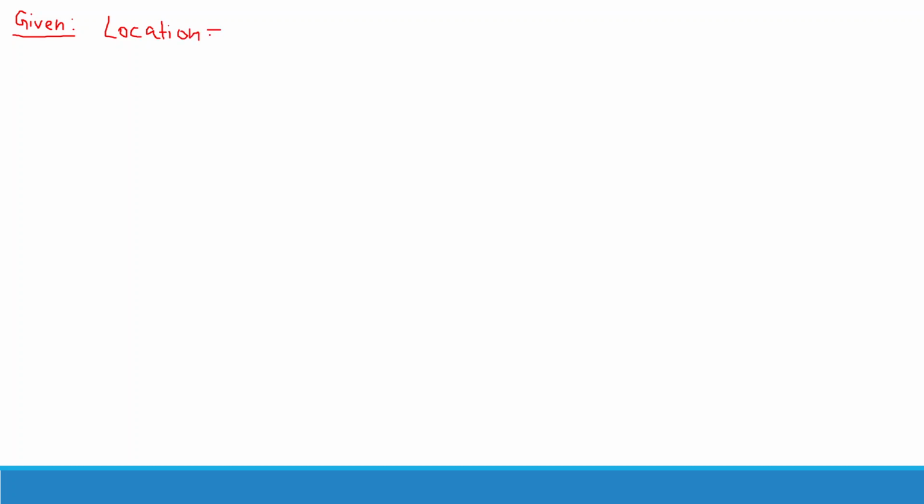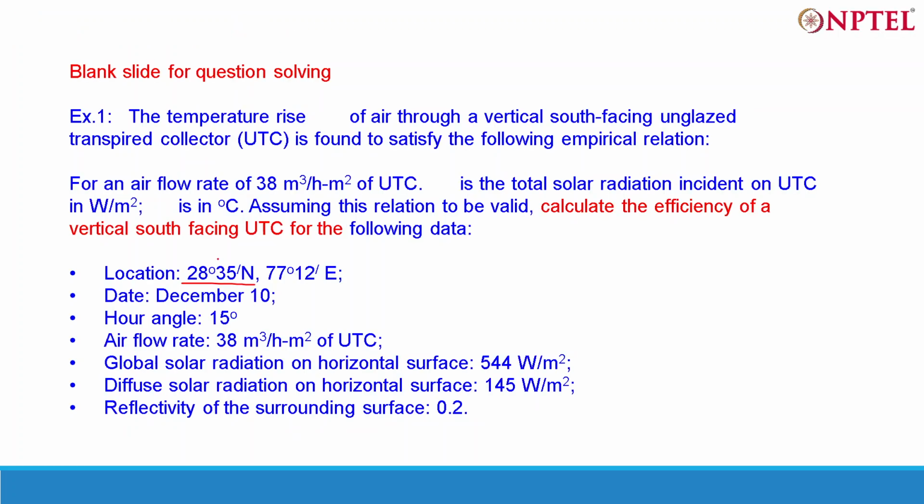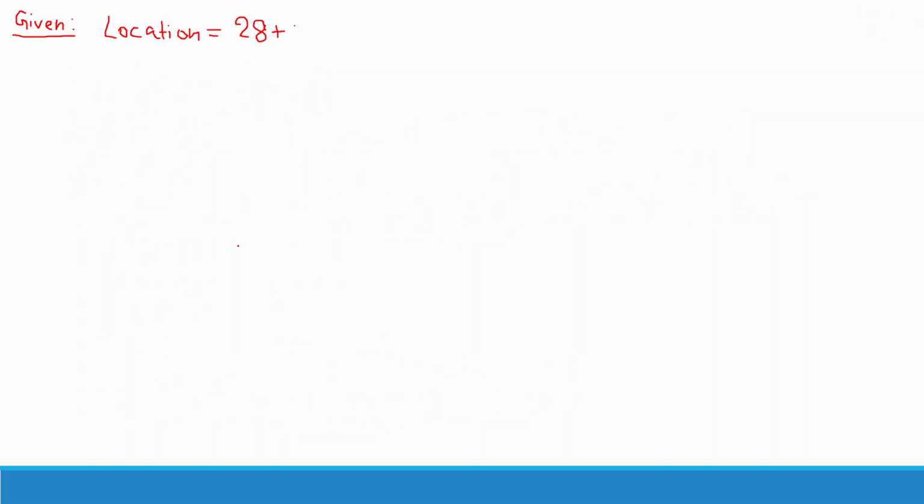I will make sure you guys solve this question. I will change the values again, and then I will ask you to solve it. It was 28 degrees and 35 minutes. So how do you convert minutes to degrees? Divide it by 60. Dividing 35 by 60, you will get something around 0.58.